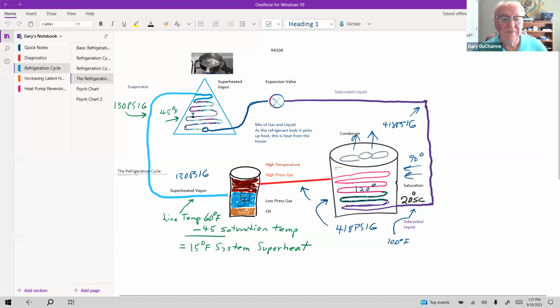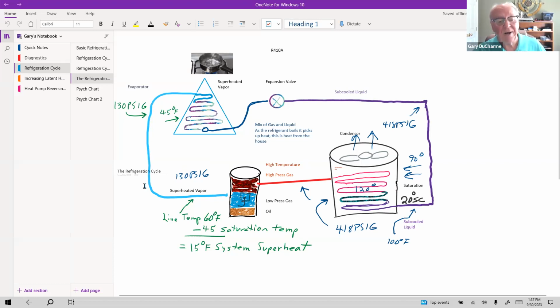Superheat means it's above the saturation temperature at that pressure. The pressure and temperature relationship is very important, and we're going to be going over this many, many times through this course. So now we're coming out of the evaporator again, and we're into a vapor, a very cold vapor. It's probably 50 degrees here.